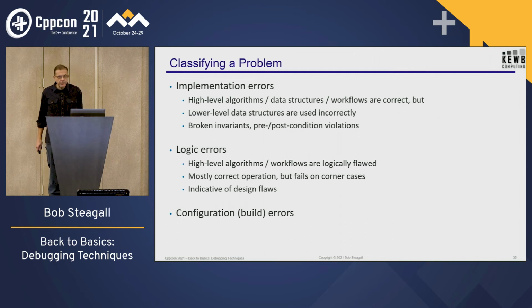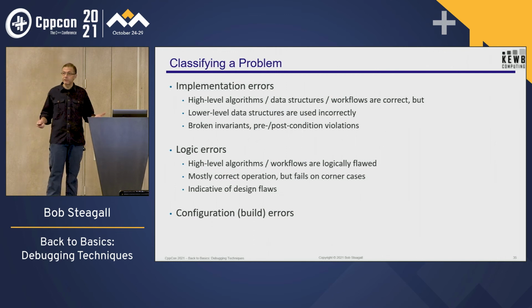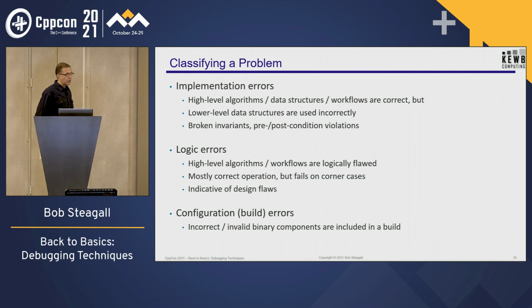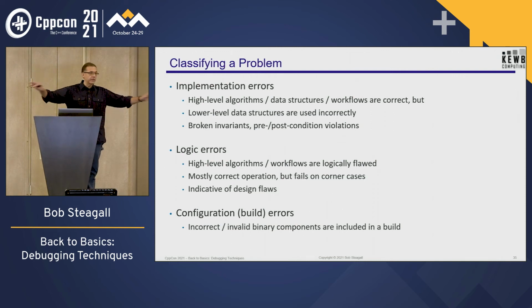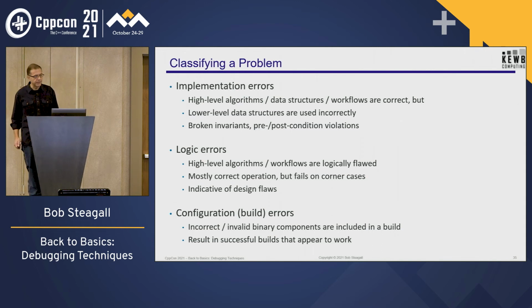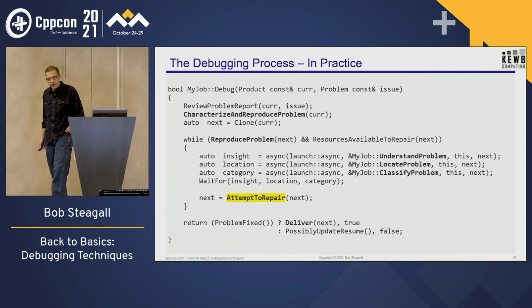Then you have configuration errors, like the Knight Capital thing that I mentioned, where they lost $460 million. That was a configuration error, right? You have incorrect or invalid binary components that are included in a release build and get shipped out into the world. You have successful builds and they appear to work, but out in the real world, they're not actually the right thing. So let's talk about repairing problems.